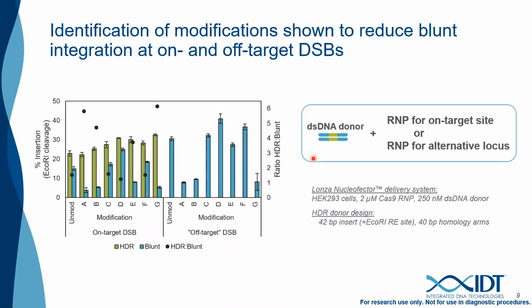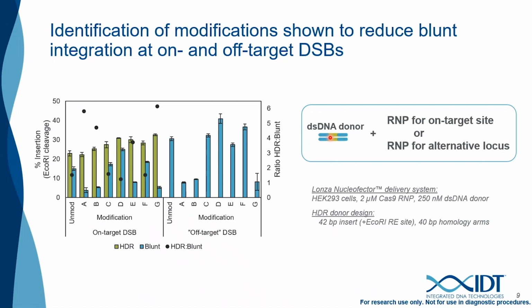All right, so here is a sample from our screening. We sent out to screen a wide variety of modifications for this ability, and this is just a sample from those results. But our general approach was to introduce modifications into a short double-stranded DNA donor that contained a 42 base pair insert with an EcoRI restriction site. We would then deliver this donor with Cas9 complex to either the on-target guide RNA or a guide RNA targeting an alternative locus, thus allowing us to create a mock off-target double-stranded break.